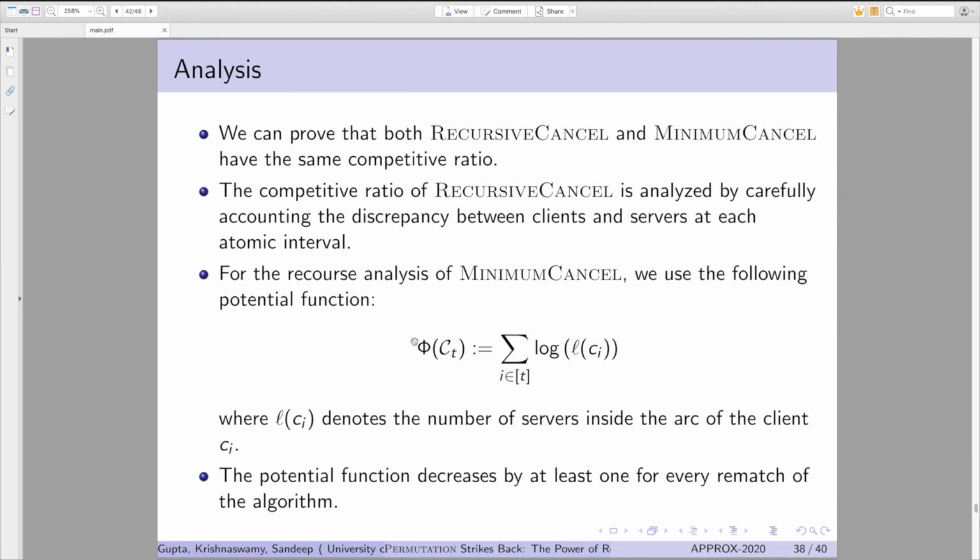To analyze the cost of recursive cancel, as mentioned earlier, we look at the discrepancy between the clients and servers, and this is the point where we use properties of the permutation algorithm, some optimal properties, and there are a lot of details involved. I'm just skipping them for now. For the analysis of the recourse of minimum cancel, we use a potential function: the sum of the log of the number of servers inside an arc. We can prove that this potential function goes down by 1 for every change that you make. As the total function is at most k log k, this gives us that the recourse is at most log k.